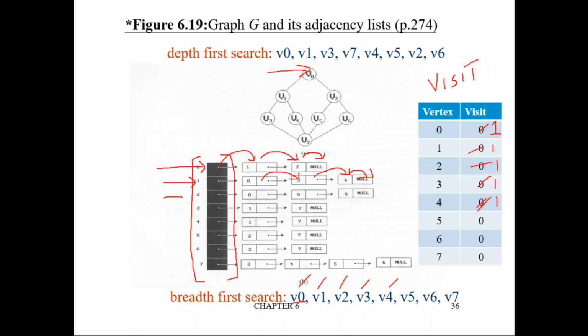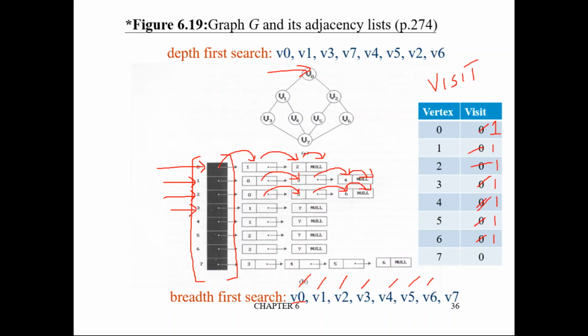So go back to the next pointer, that is 2. 0 is visited or not? Yes. So next is 5. Is 5 visited or not? No. So visit it, that is, make it 1 and display it. Then go to the next, it is 6. 6 is visited or not? No. So visit it and display it. Then go to next, it is null. If it is null, again you have to move to the next pointer.